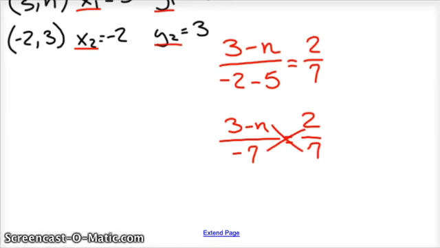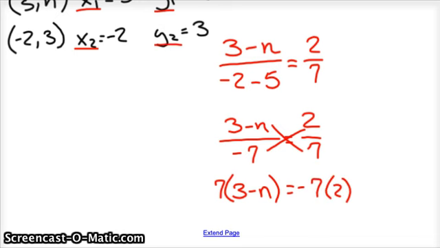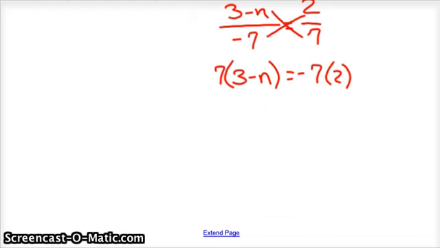I'm left with 7 times 3 minus n. Remember that 7 is being multiplied by the entirety of that quantity of 3 minus n, and it is equal to negative 7 times 2. Go ahead and distribute my 7. I get 21 minus 7n is equal to negative 7 times 2, or negative 14.